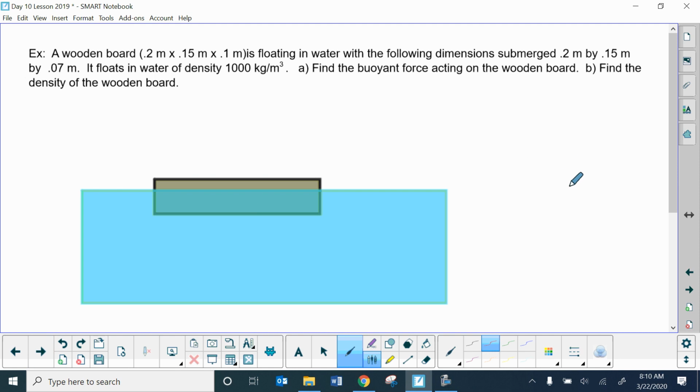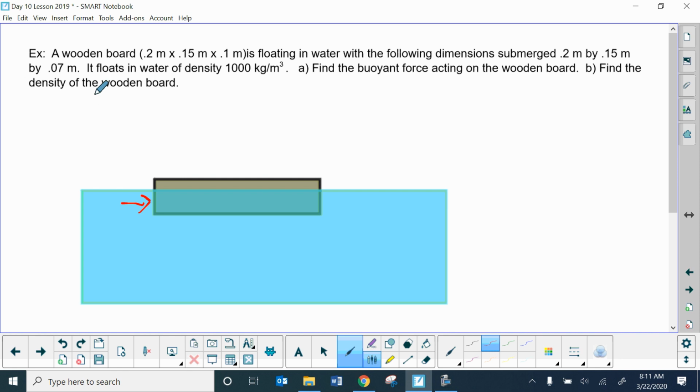In this problem, it reads: a wooden board has the following dimensions. It's 0.2 meters by 0.15 meters by 0.1 meters. That's the dimensions of the whole board. And it's floating in the water with the following dimensions submerged. Part of the board, as you can see here, is out of the water, and part of the wood is submerged. We're really concerned about the part that is under the water, because that is the stuff you need to figure out the buoyant force.